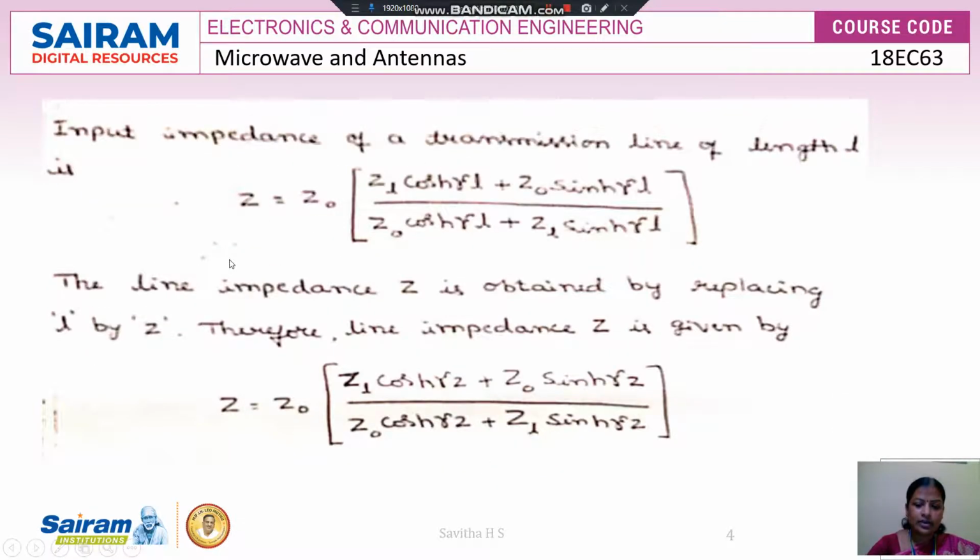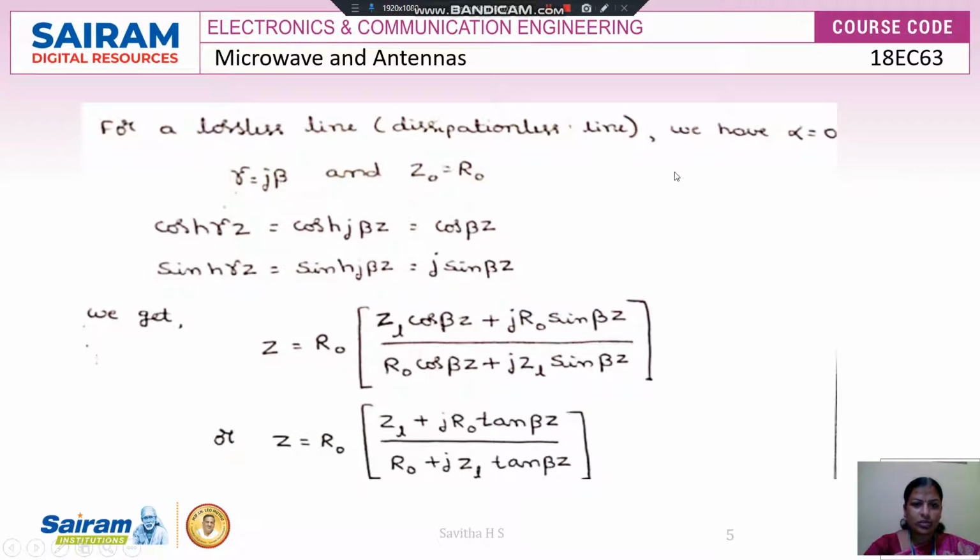So for a lossless line, or a dissipationless line, we have alpha is equal to 0. So gamma is equal to j beta and Z naught is equal to R naught. So cosh gamma Z is equal to cosh of j beta Z, which is cos beta Z. And sinh gamma Z is equal to sinh of j beta Z, which is j sin beta Z. Substituting the values here, Z is equal to R naught times ZL, and then I have taken cos beta Z as common in the numerator, so sin beta Z by cos beta Z will be tan beta Z, giving ZL plus j R naught tan beta Z, divided by R naught plus j ZL tan beta Z.